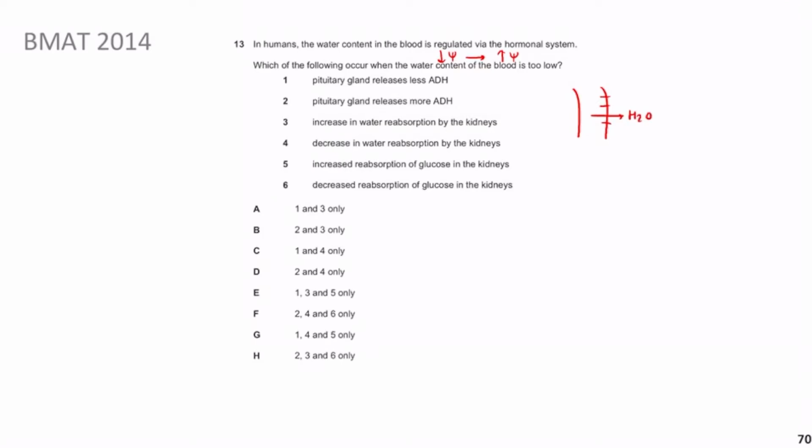And obviously if water leaks out, that means that in your nephron and in the kidney in general, the tubes, you have less water, therefore you're going to pee out less, hence antidiuretic hormone. But you're reabsorbing water, which is going to bring your water potential back up. So let's look at here. So in this case, yeah, the pituitary can release more ADH.